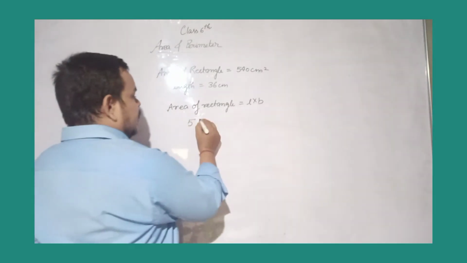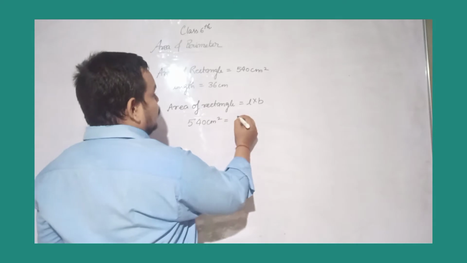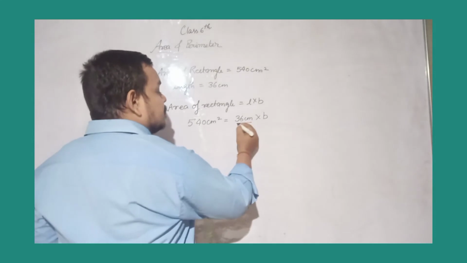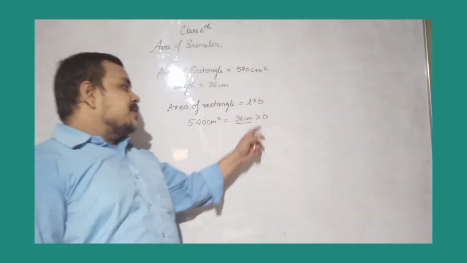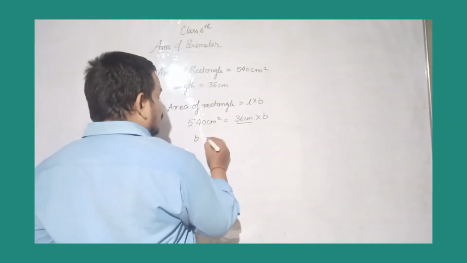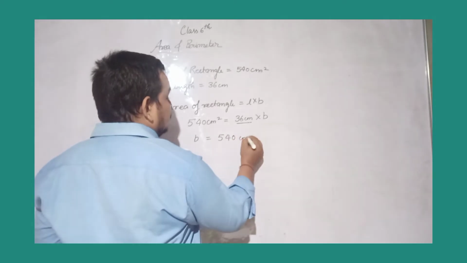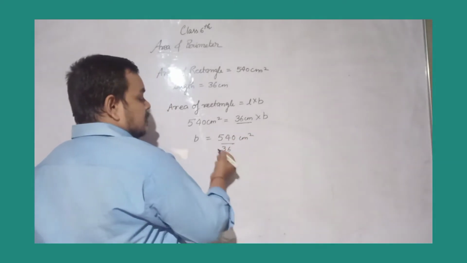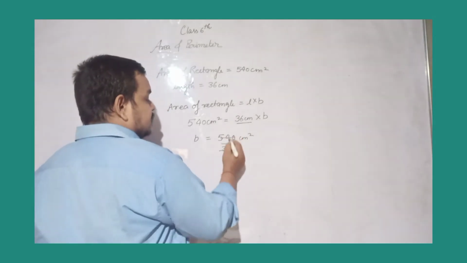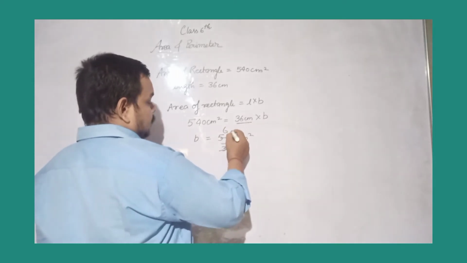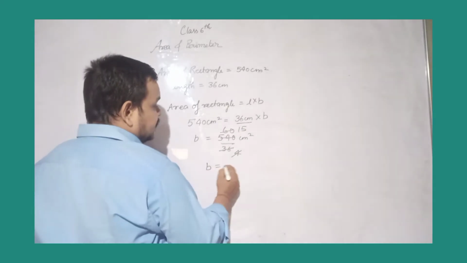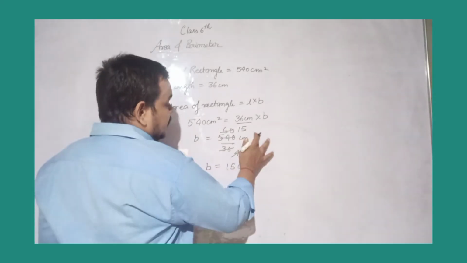So 540 centimeter square is equal to length, which is given 36 centimeter, multiplying with B. So 36 is multiplying with B. When it transfers to the other side, it will do the work of division. So B is equal to 540 centimeter square upon 36. Both numbers are divisible by 9. 9 4s are 36, 9 6s are 54. It becomes 60, and 4 divides 60 15 times. So B is equal to 15 centimeter.